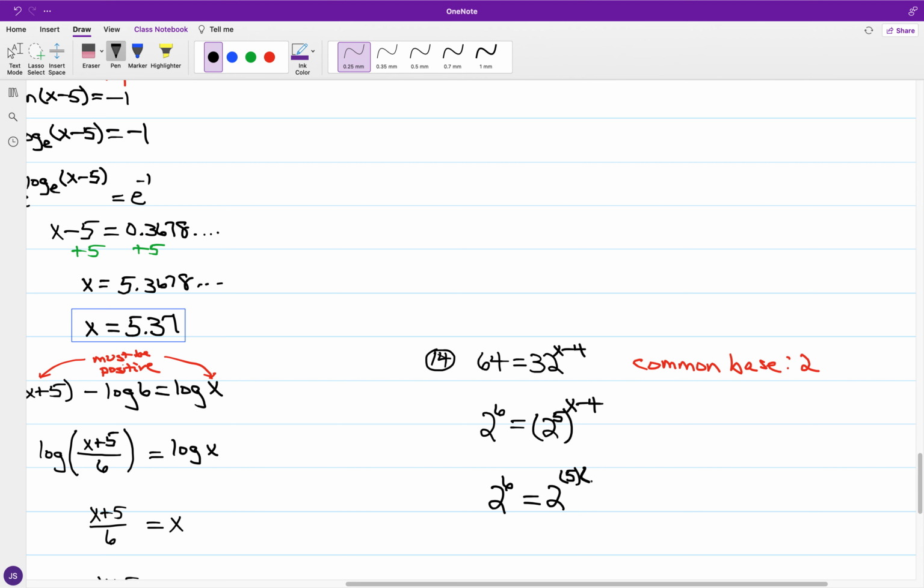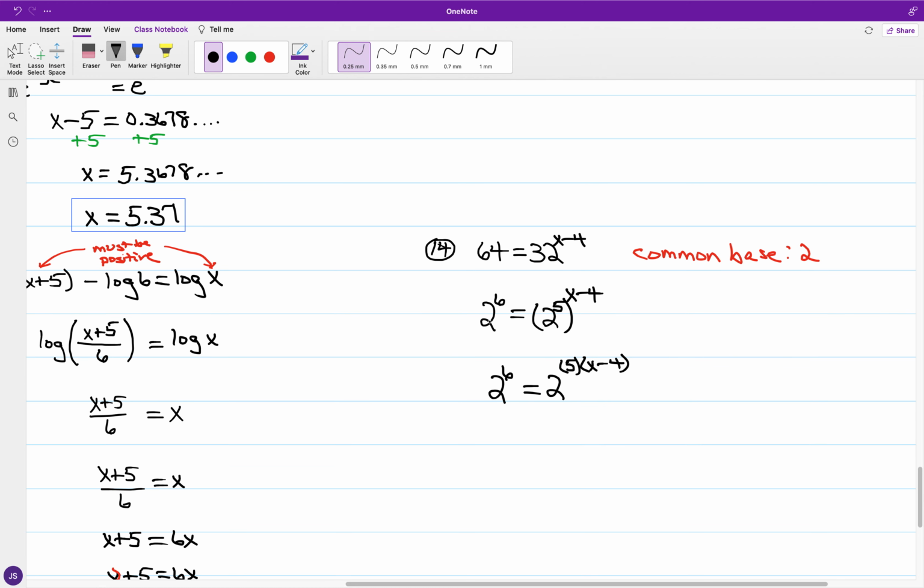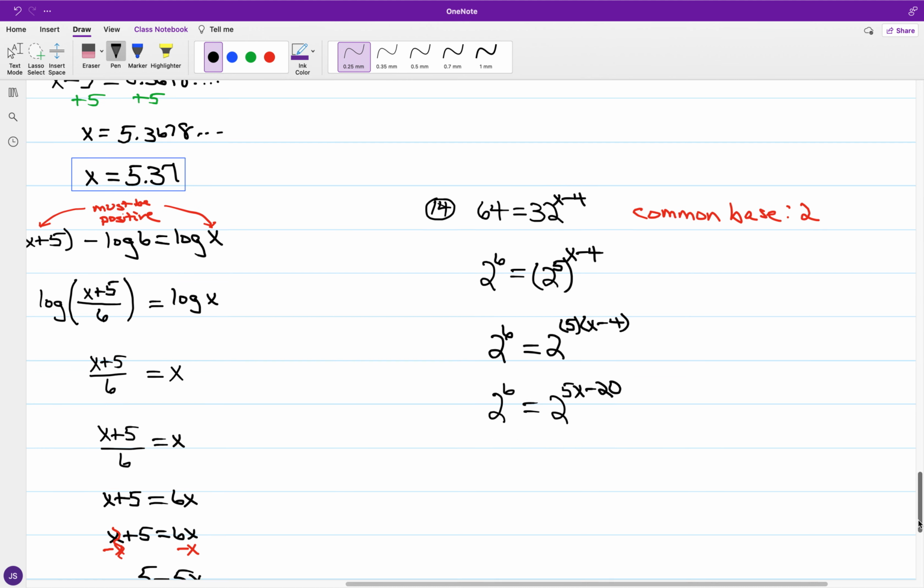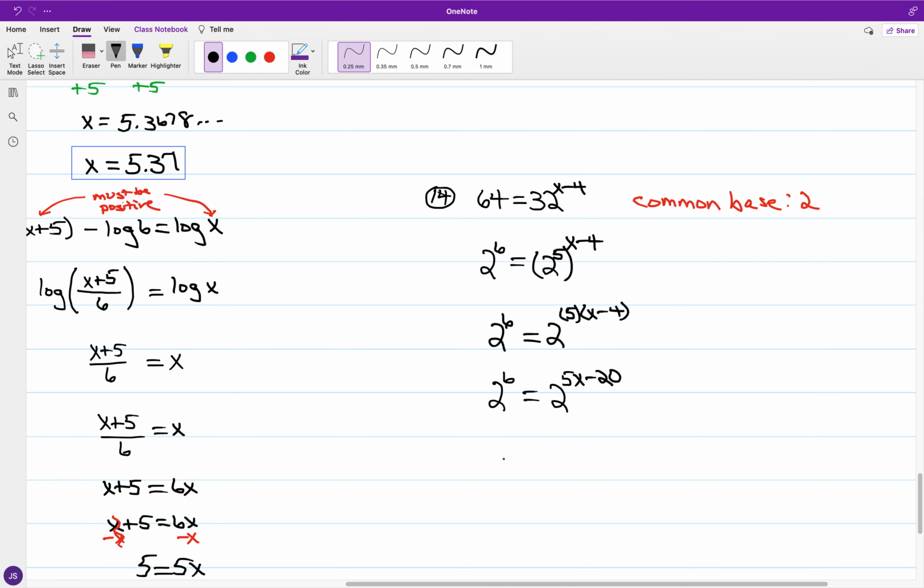And we have the power property of exponents. Again, 64 we have as 2 to the 6th, and for 32 raised to the x minus 4 degree, we have 2 raised to the 5 times the quantity x minus 4. So this would be 2 raised to the 5x minus 20. So we got single base 2 terms on each side, and now we can set the degrees equal to each other.